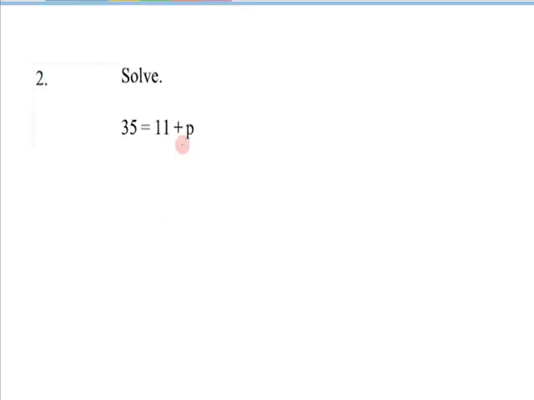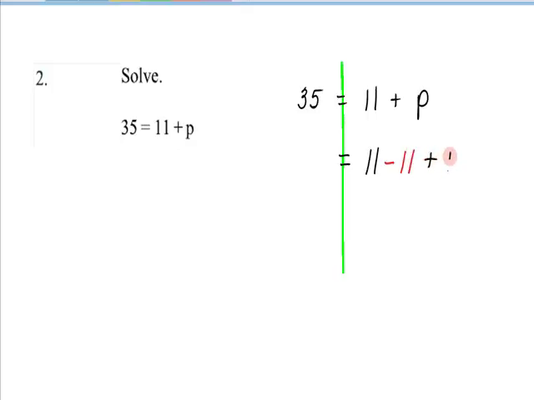In this problem, the variable, which is the letter, is over here on the right. I have 35 is equal to 11 plus p. I need p by itself. I don't care that it's on the right. That's fine. But I have to get rid of the 11. So I'm going to do a few things. I'm going to draw my barrier. And I have 11. I need to subtract 11 from it to get rid of it. I still have the plus p. But I chose minus 11 to get rid of that.